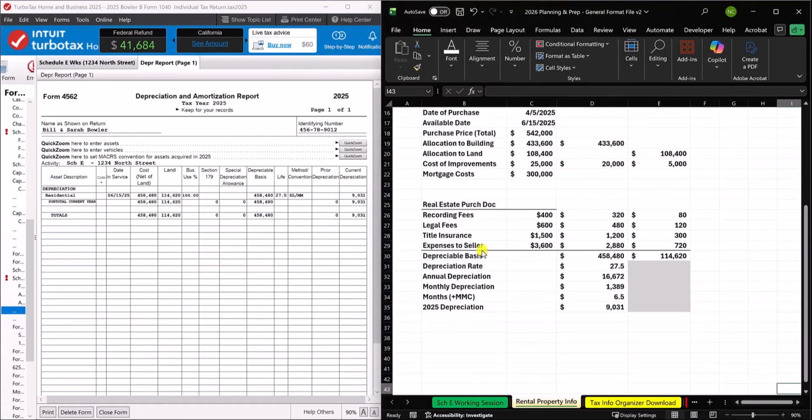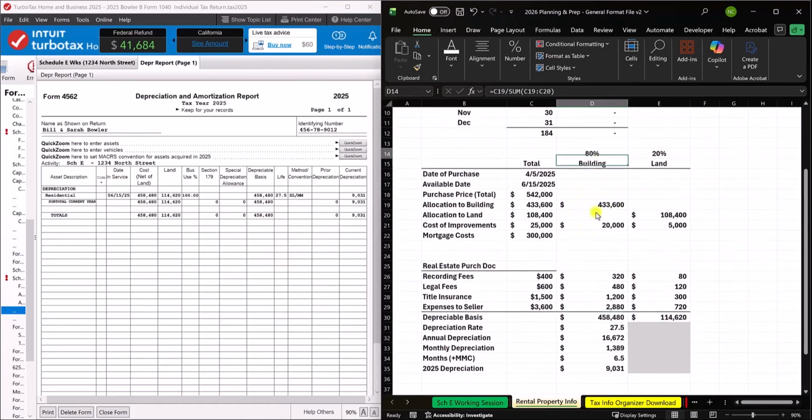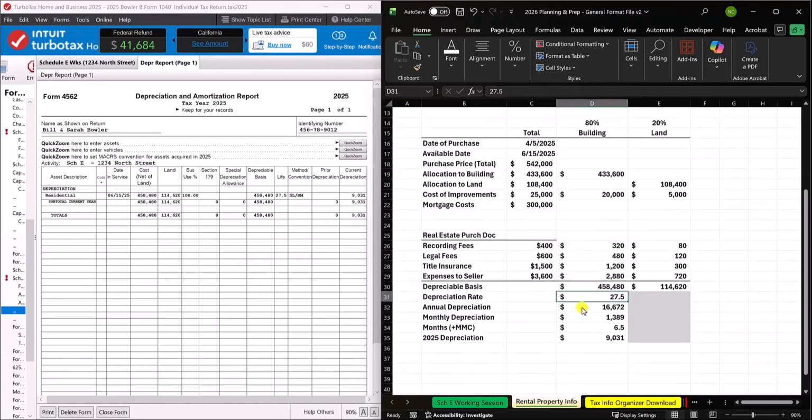Okay, I put in the titles that we just went through just so it's clear when folks download this work paper in the prep and planning class. So depreciable basis is this. Again, this only applies to building. This does not apply to land right here. That is the depreciation rate. That's the tax law for that. Annual depreciation, monthly depreciation, the number of months relevant to this situation plus counting the mid-month convention equals 2025 depreciation, $9,031. That's how you can understand what is happening here and why you get this amount of depreciation in that situation.